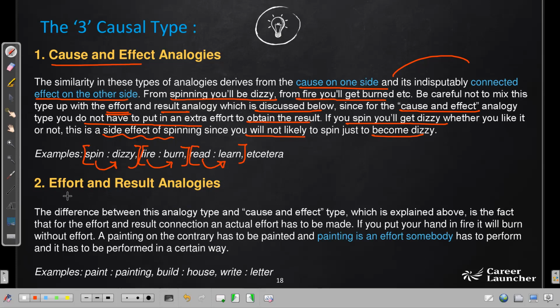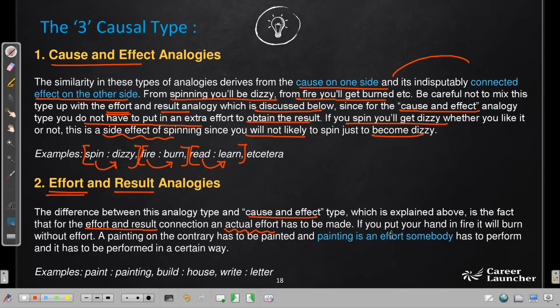However, causal has a second type, where you need to put in effort to get the result. So, to not create confusion, the first is cause and effect, but this is effort and result. The difference between this analogy and the cause and effect type explained above is the fact that for the effort and result connection, the actual effort has to be made.